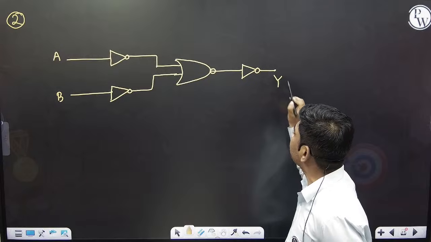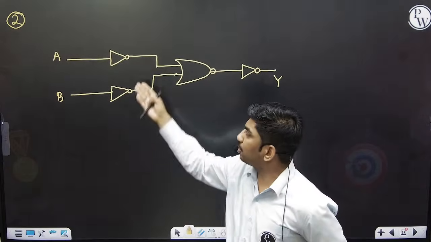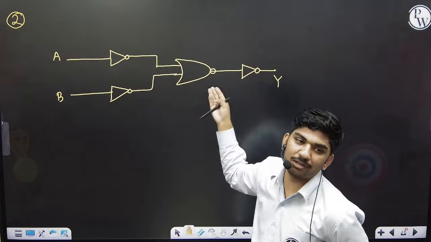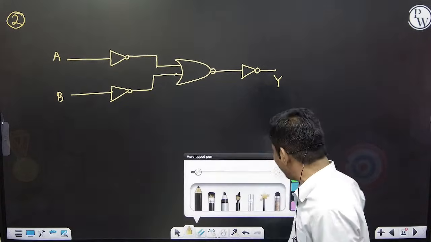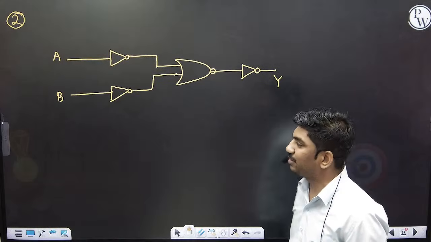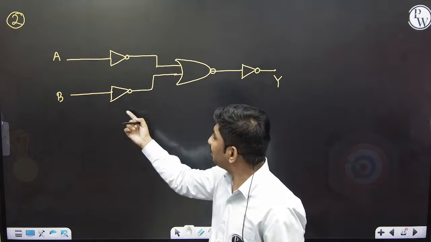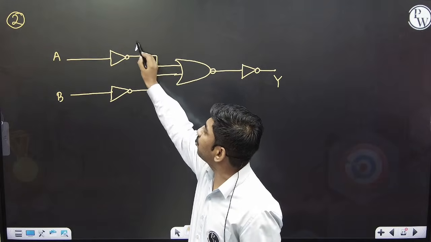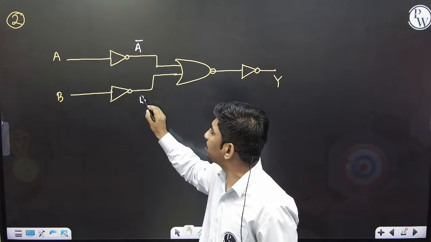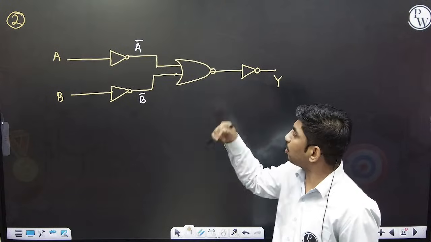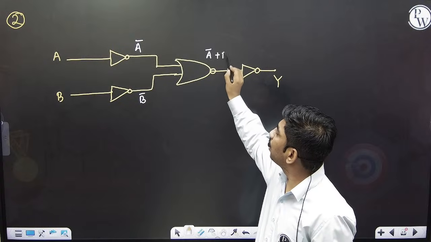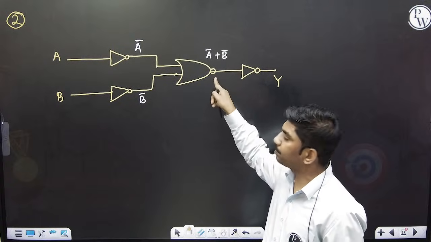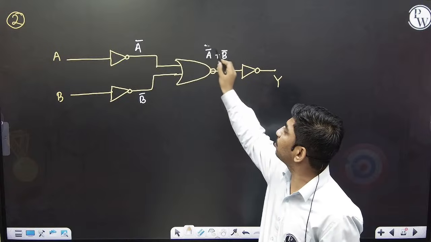So what is given here? This is the output, let us say Y. NOT gate, NOT gate, OR gate, and one more NOT to it. So many NOT gates. We need not worry about it. Let us see what we are going to get. If this is A, this is B, here we get A bar, and here we get B bar. Now this is an OR gate, so let us write A bar plus B bar, and then we again have NOT of this, means one more NOT here.